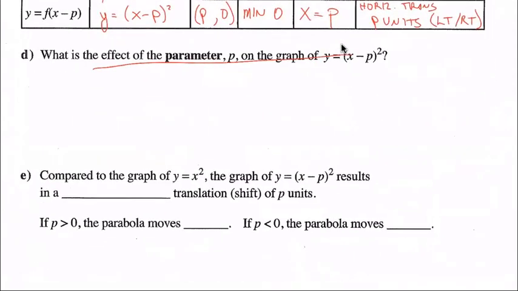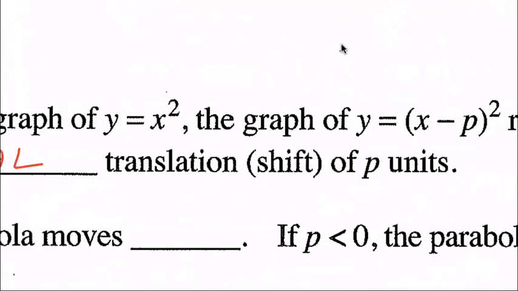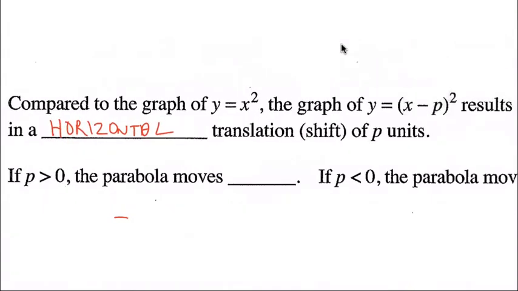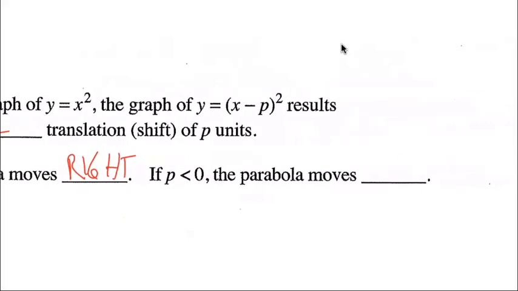And E, compared to the graph of y equals x squared, the graph of y equals (x minus p) squared results in a horizontal translation. Can't spell horizontal tonight for some reason. Horizontal translation of p units. If p is greater than 0, the parabola moves left. No, oh, sorry, right, I mean. If p is greater than 0, it moves right. If p is less than 0, the parabola moves left.